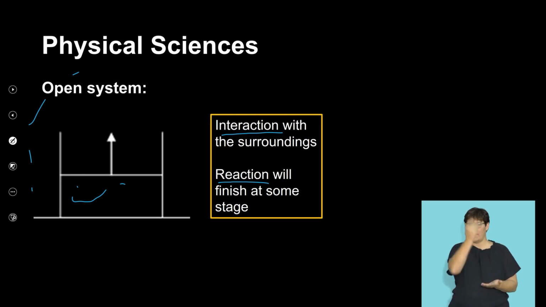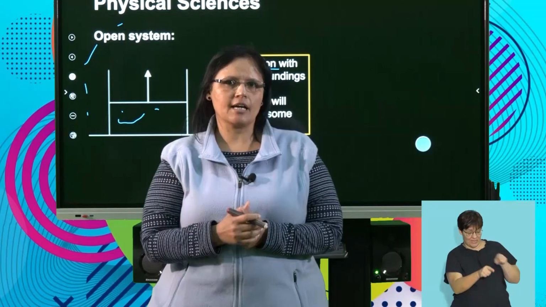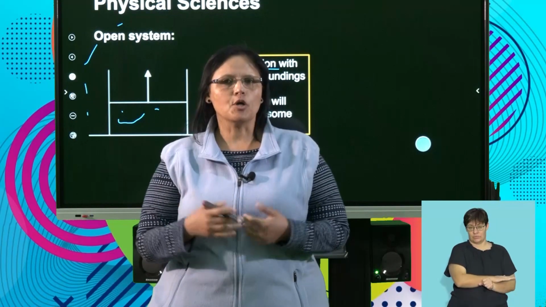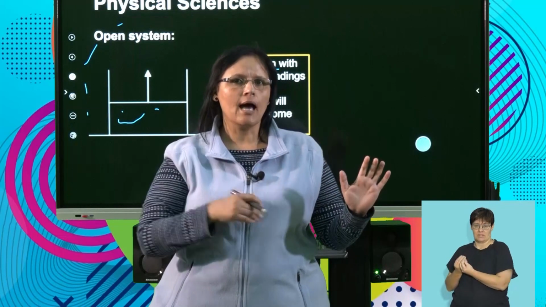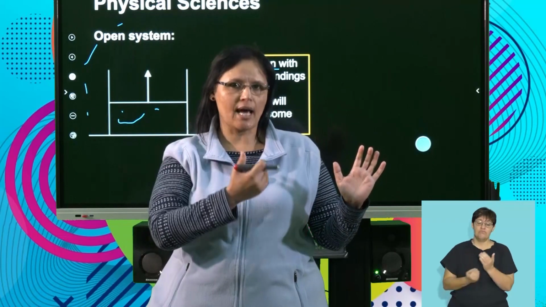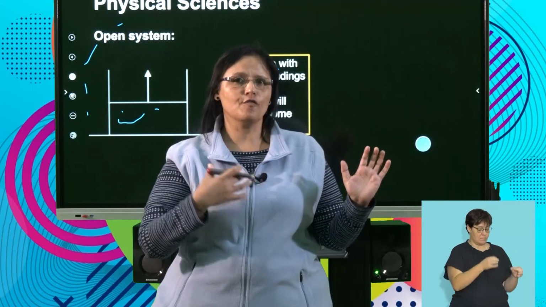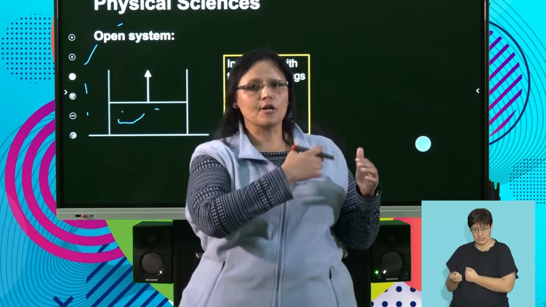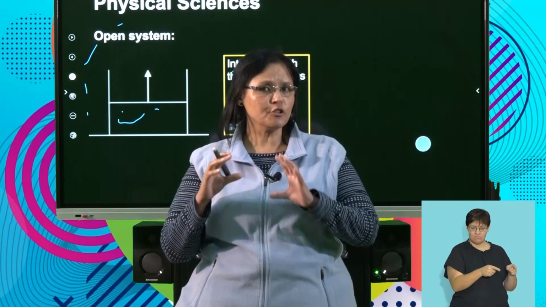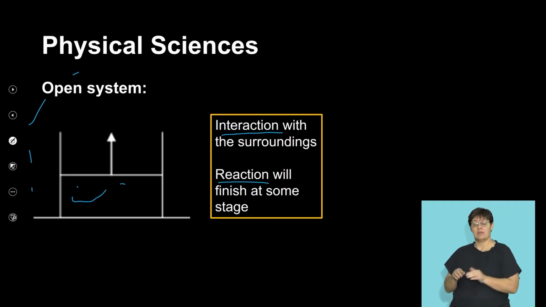Why will it finish? The reaction will finish because one or both of the reactants will get used up. Because in an open system, your reactants form the product and no more new reactants are made. So if you start with a certain amount of reactant, it will form product. And as time goes on, one or two of the reactants will get used up, and it will end up stopping or finishing at a stage.